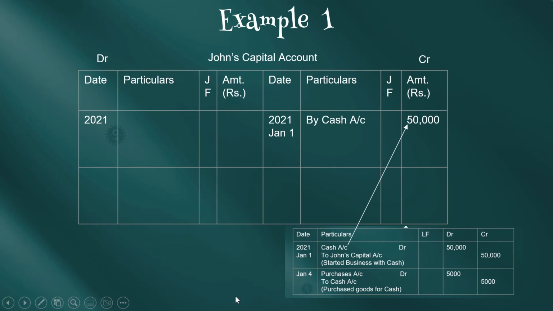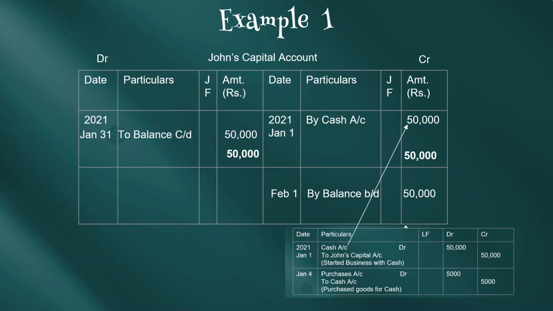And next, John's Capital. Here we have only one item to be posted, so we have posted. On the credit side I put the total, and the same total I put on the debit side, and since nothing else happened there, I write the same as a balance carried down. Then on the opposite side I write the balance brought down. When you are writing balance brought down, you write with the next day's date.